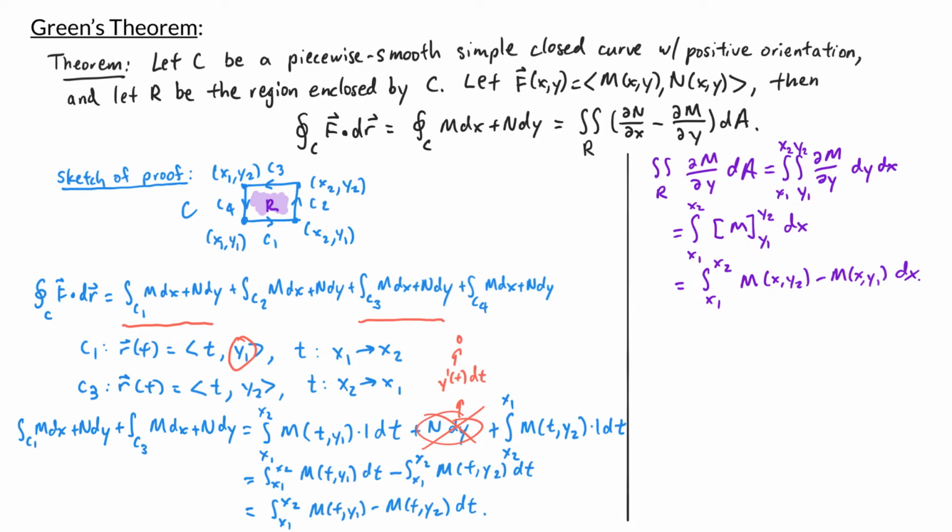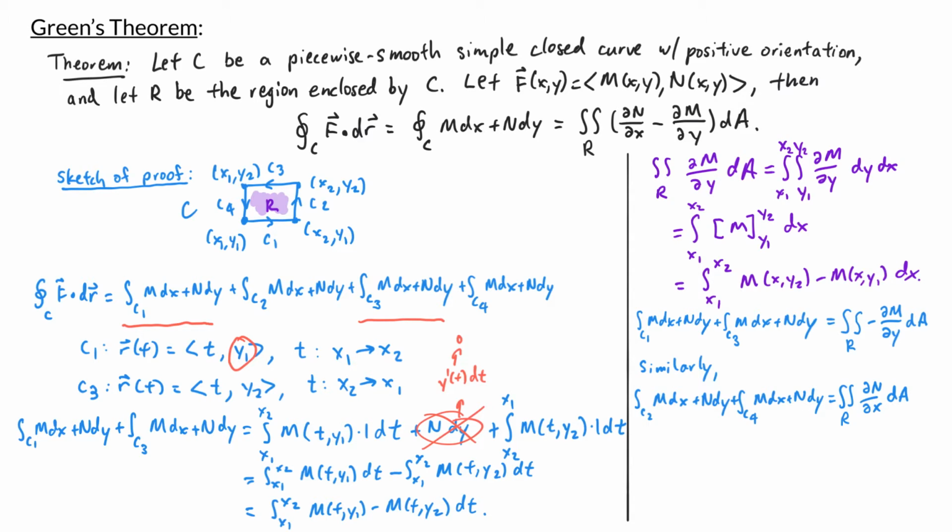So the two line integrals are just off by a negative sign, meaning I can write the sum of the line integrals over c1 and c3 equals the double integral of negative of partial derivative of m with respect to y over the region R. If we repeat the process over the curves c2 and c4, we get a similar result. The sum of the line integrals over c2 and c4 is equal to the double integral of the partial derivative of n with respect to x over the region R.